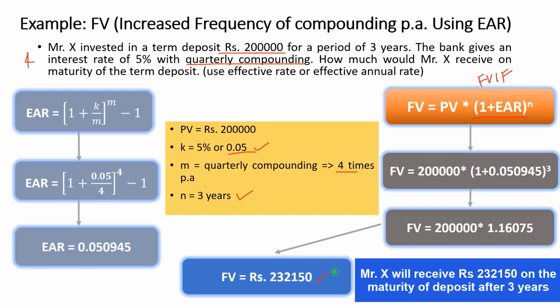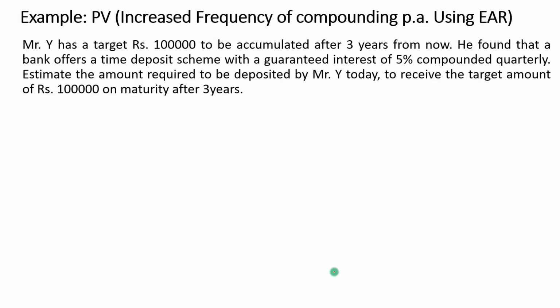Now let us look at a numerical example how this effective annual rate can be used in estimating present value calculations. So even in this case we have considered the same example that we have discussed in present value video. Mr. Y has a target amount of rupees 1 lakh to be accumulated after 3 years from now. Maybe because of his personal requirement, he is required to have 1 lakh rupees in hand after 3 years.